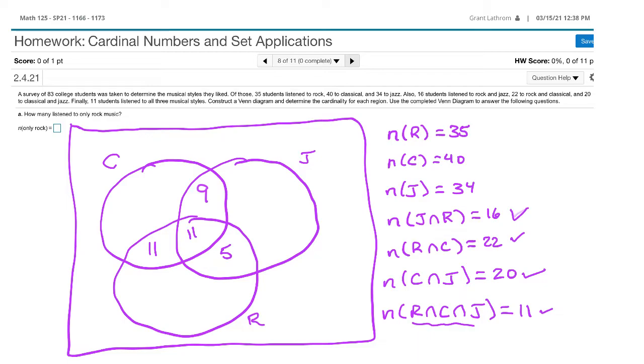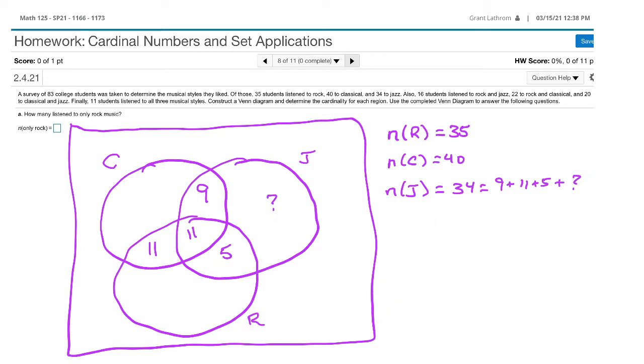Well, from here now we're able to extend that a little bit further if we look at the number of students in the set of jazz listeners. In jazz listeners, we have 34 total, and what we have accounted for in that 34 is 9 of them, 11 of them, and 5 of them, and then the remaining that we want to know. So what this gives us is we have 34 total, and 9 and 11 gives us 20, and plus 5 gives us 25, and the remaining that we have left.